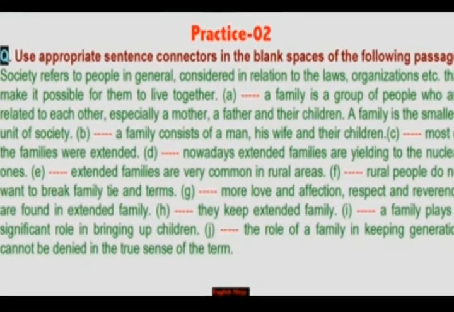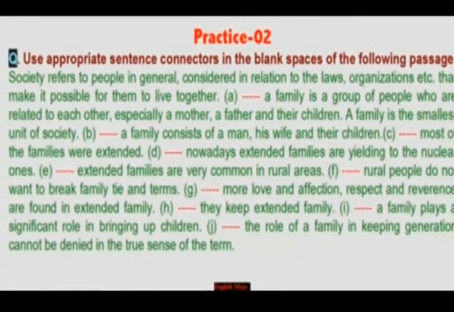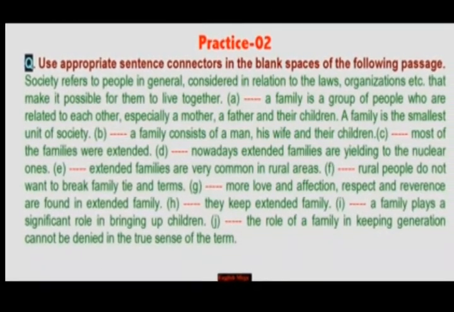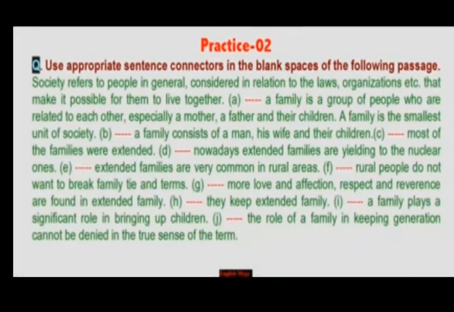Dear students, at the end of the lessons, I have set some exercises for you today, and you have to try it at home.